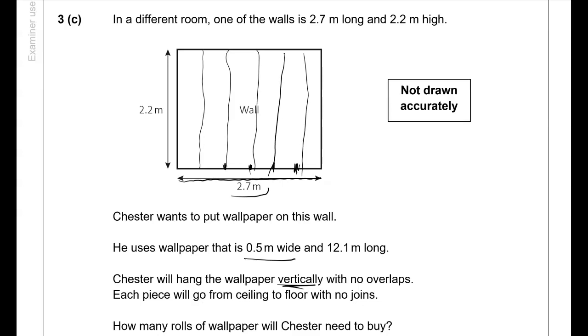Now, each of these is 2.2 meters long. 1 roll is 12.1 meters. So is this enough? Let's see. So 2.2 meters for each of these strips. We said 6 of them. So 2.2 times 6. That gives us 13.2 meters. This is only 12.1, so 1 will not be enough. So we need 2 rolls.